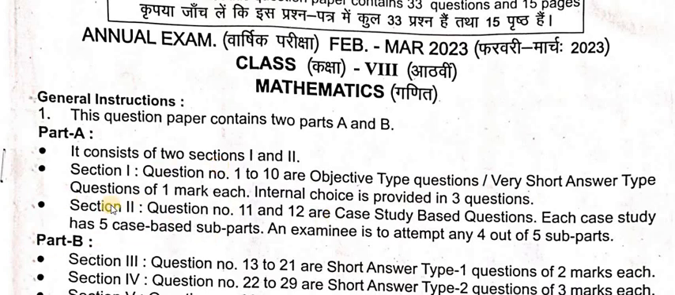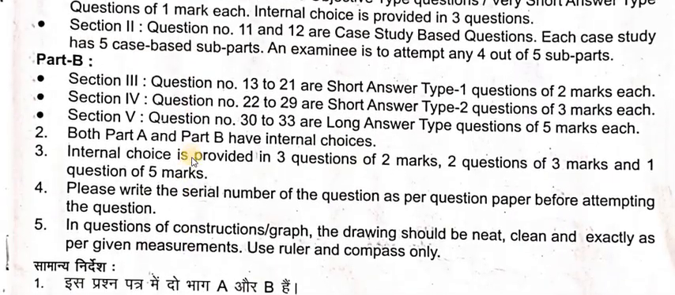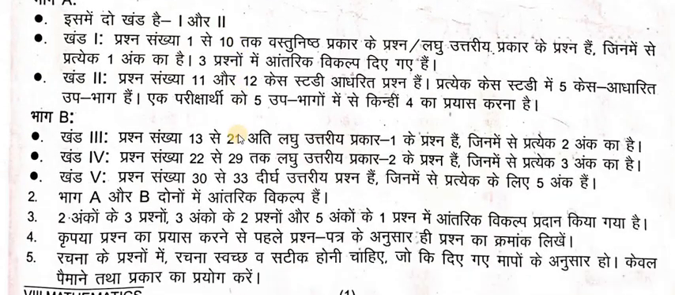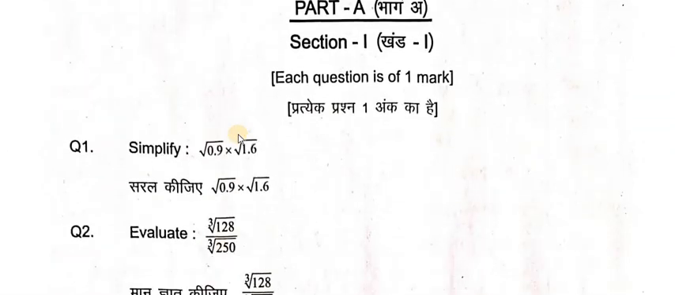And in section 2 we are having question number 11 and 12, which are case study questions, and in each case study we are having 5 questions. So from 5 questions we have to attempt any 4 out of 5. So this is part A. In part B we are having section 3, section 4 and section 5. Section 3 is 2 marks questions, section 4 is 3 marks questions and section 5 is 5 marks questions. So without any delay, now we are moving to our part A 1 mark questions.